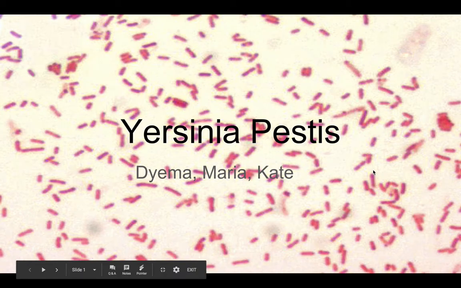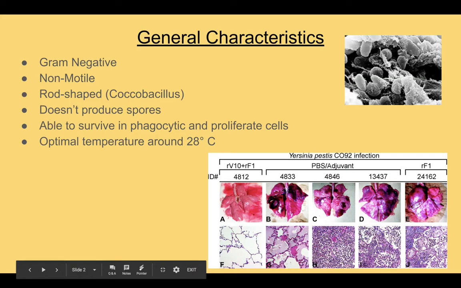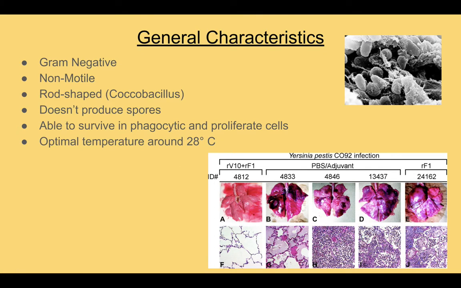Yersinia pestis. So what is Yersinia pestis? Basically, it's a gram-negative coccobacillus that does not produce spores. Gram-negative means that it has a thin peptidoglycan layer surrounded by a cell membrane on both sides.